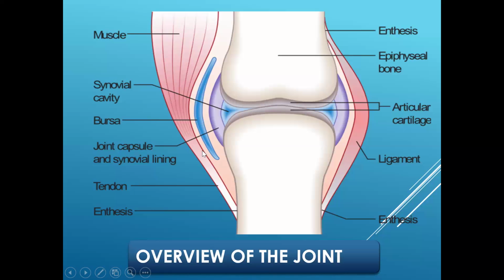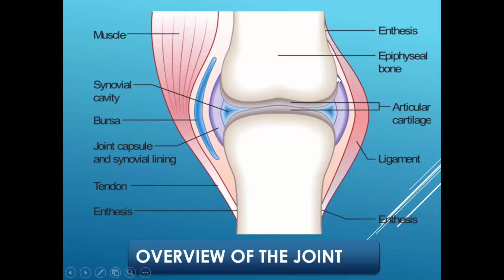Now, another part of the joint is the epiphysis. Look at the epiphysis. Epiphysis means the end segment of the bone. This is the end segment of this bone now, the end segment of this bone. And it is covered with articular cartilage.